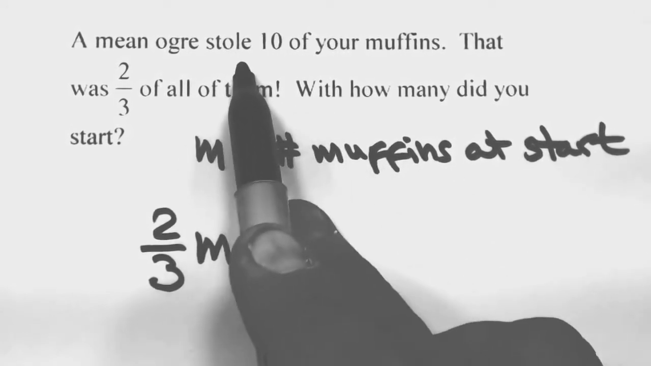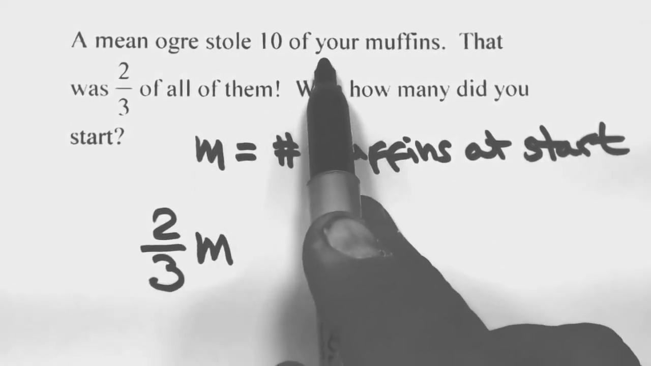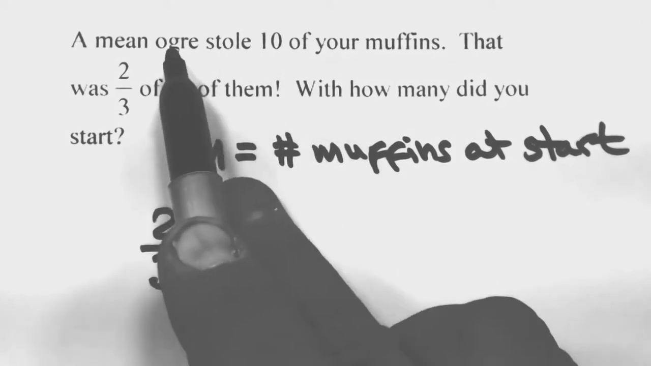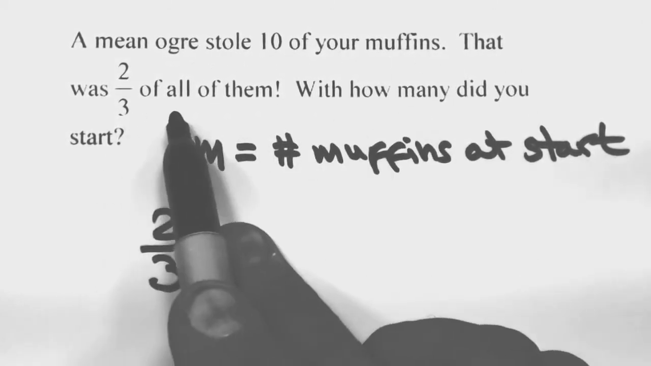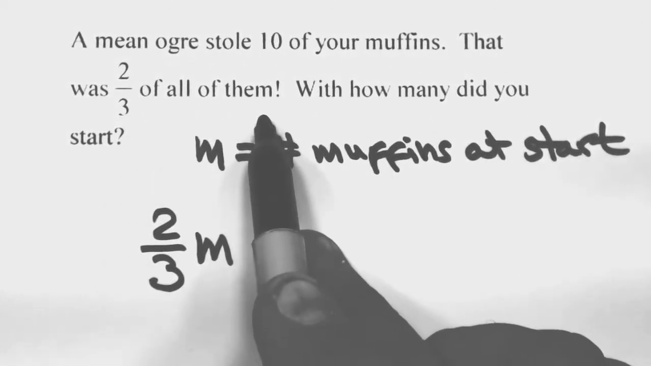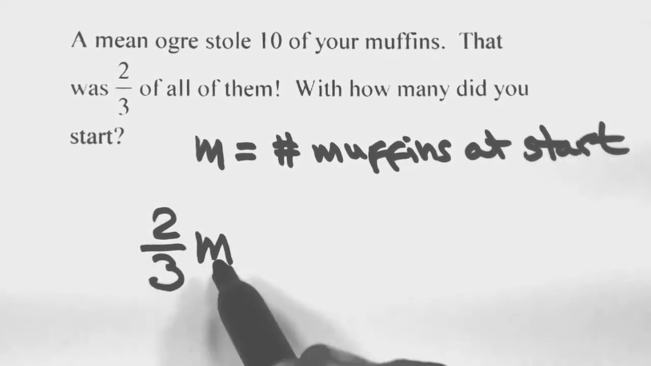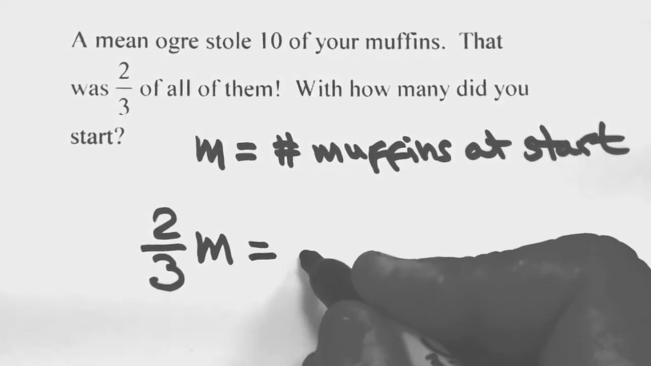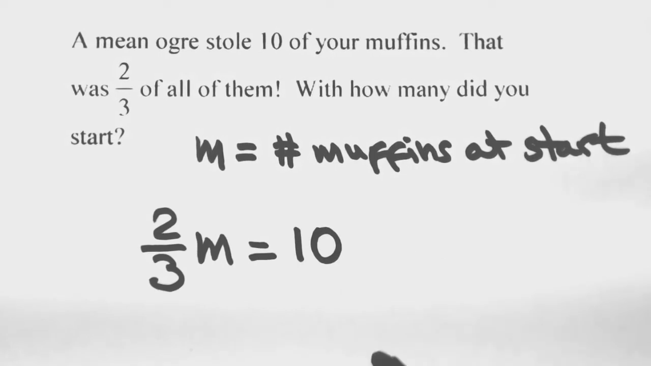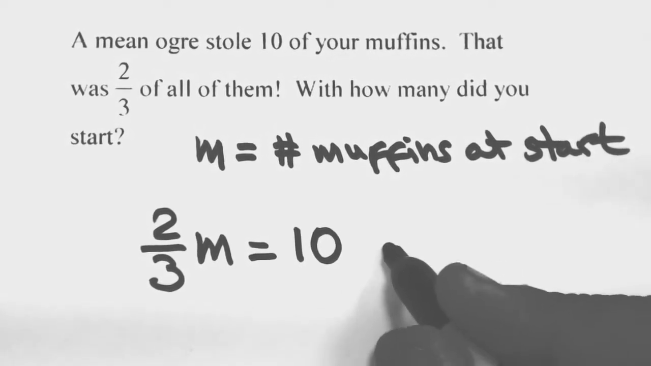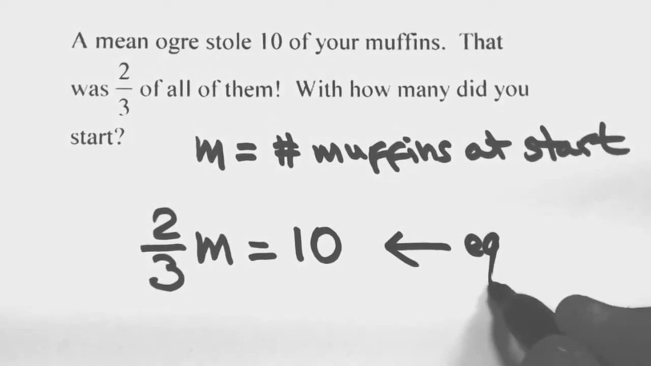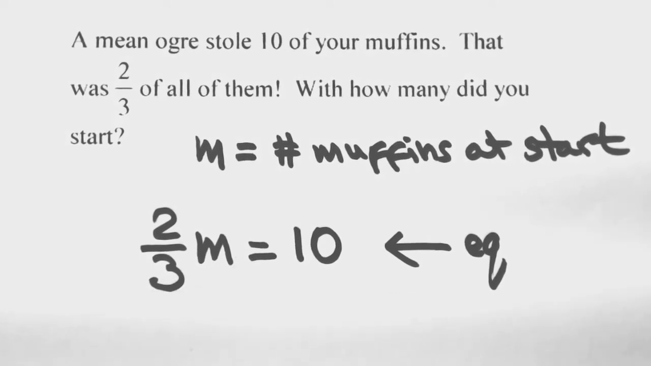And they also told us that that happened to be 10 total muffins. The orcs took 10, and that was 2/3 of what you had to begin with. So 2/3 of what you had to begin with also equals the 10 that were taken. There's our equation right there. Again, you could have used a different variable, but you'd have a form like this.